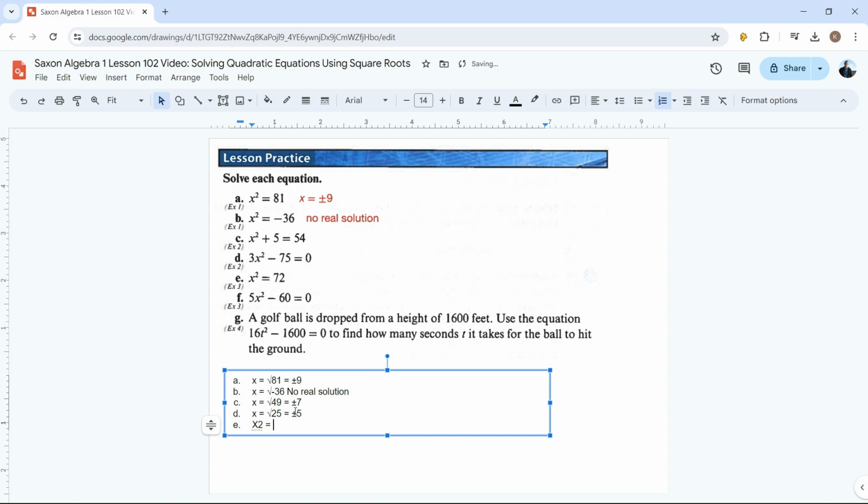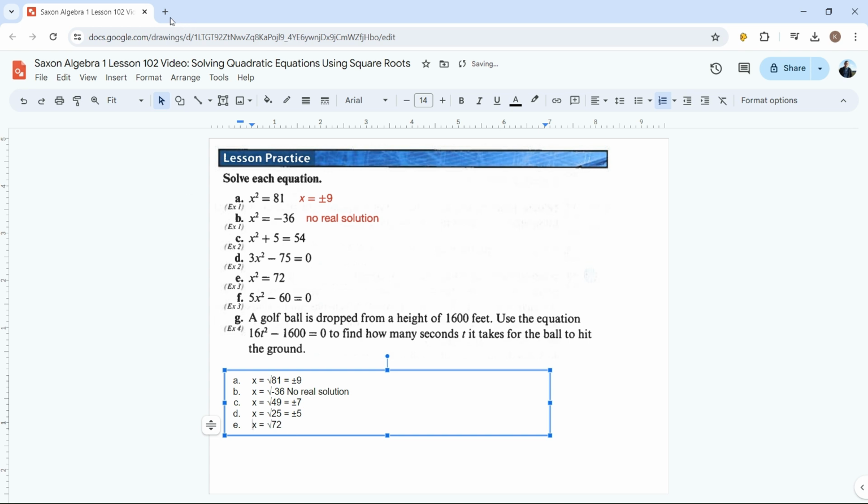x squared equals 72. All right, now, here's the thing. 72 is not a perfect square. But I can still take the square root of both sides of this. So I'm going to take my square root sign. We'll do the square root of x squared equals the square root of 72. Did the square root of both sides. That cancels out the x squared.